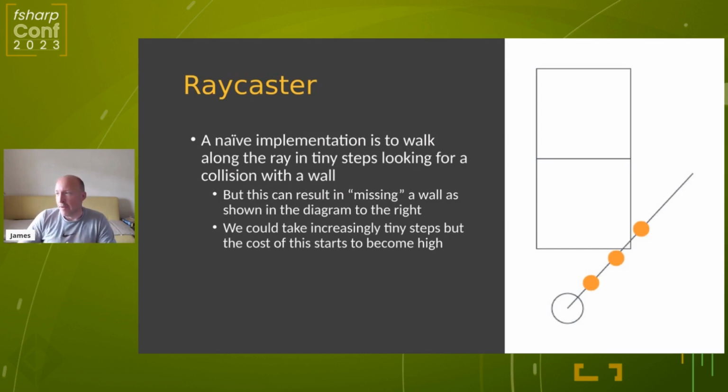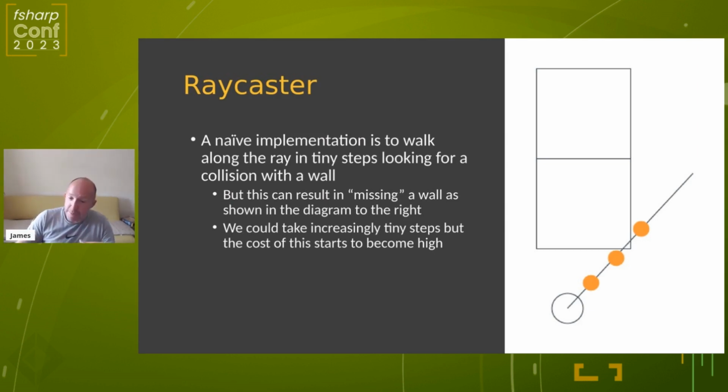How do you cast a ray? Well, a naive implementation, which is possibly what I did back in '92, '93 when I tried this, I really can't remember, is you could take tiny steps along the vector of the ray, and look for a collision. The problem is, as that diagram shows, if your steps aren't really small, you can skip over and miss a collision, which might explain why I had holes in some of my stuff.